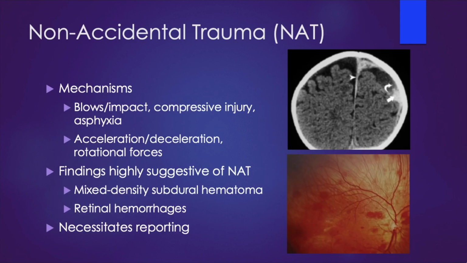Traumatic brain injury is mostly seen in adults and adolescents, but infants are incredibly susceptible to head trauma. Infant head trauma often results from non-accidental trauma from abuse. Injury can be caused through direct blows, compressive injury, acceleration-deceleration injury, rotational forces, or asphyxia. Many different injury patterns may suggest non-accidental trauma, but retinal hemorrhages or multiple subdural hemorrhages of different ages, called mixed-density subdurals, particularly suggest non-accidental trauma. When discovered, non-accidental trauma requires immediate reporting to Child Protective Services.